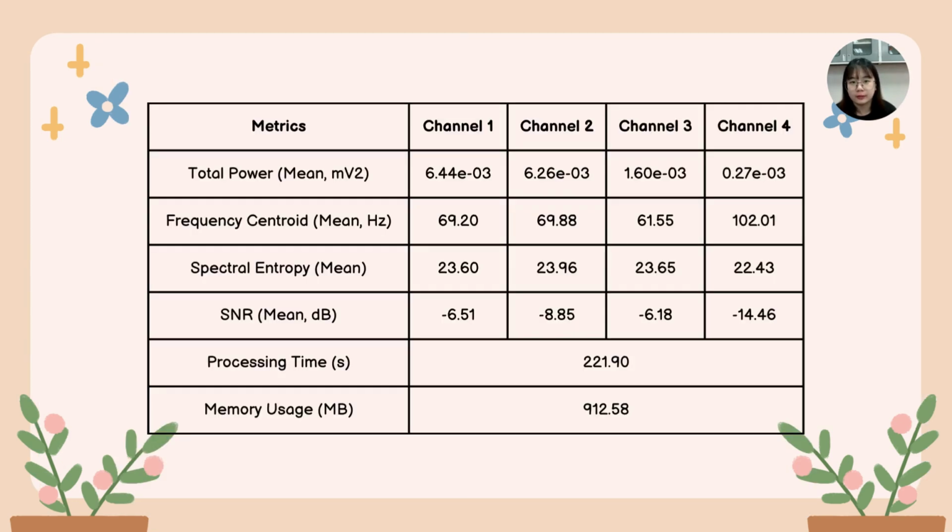Here is the matrix for the wavelet transform. The total power, frequency centroid, and spectral entropy highlight the energy, central frequency, and complexity of the signal. Channel 4 has the lowest total power and frequency centroid at 102 Hz, reflecting the weaker and higher frequency activity compared to other channels. The signal-to-noise ratio is negative for all channels, indicating noise-dominant signals, which is common in noisy datasets like EMG. The processing time was approximately 222 seconds, with memory usage of 912 MB, highlighting the computational cost of this analysis.